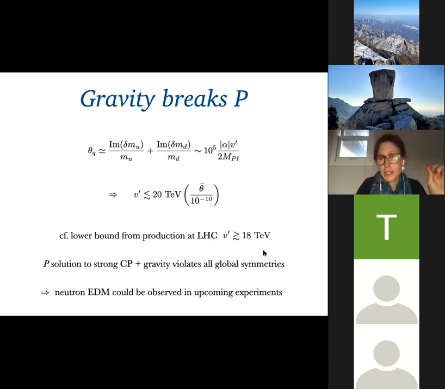However, these numbers are obviously very close to each other, which means that if gravity really maximally violates global symmetries, then the prediction for the neutron EDM could certainly be large enough to be observed in upcoming measurements.